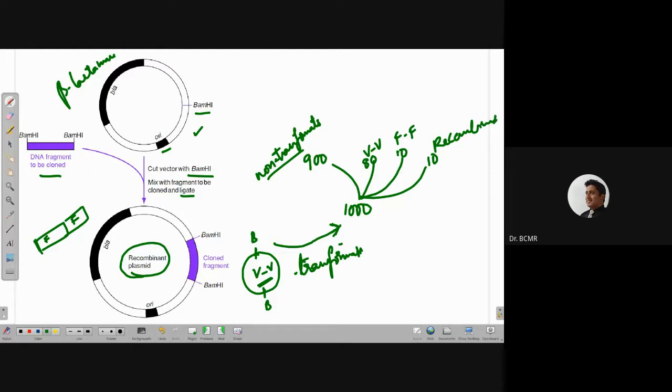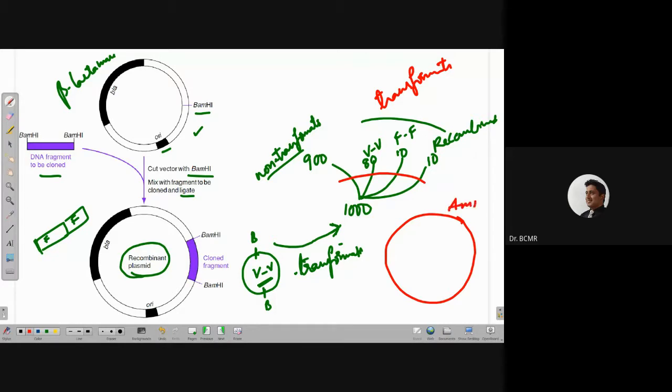Recombinants. So in here, if you see, all these are transformants, because they got the DNA. And once you have all these types of cells, and you plate them on a nutrient agar plate or LB agar plate with ampicillin, the non-transformants will die. Why will they die? Because they don't have any resistance to the ampicillin.